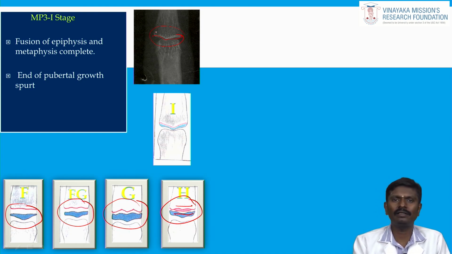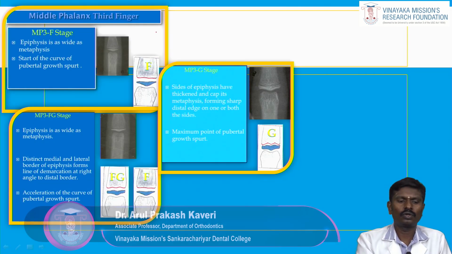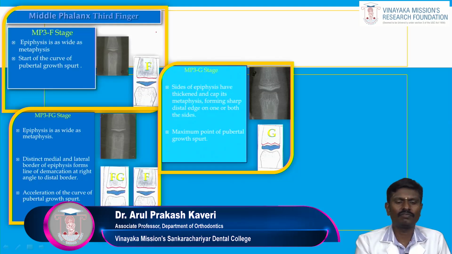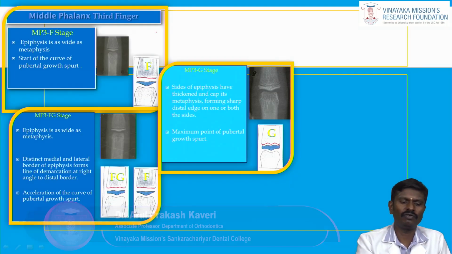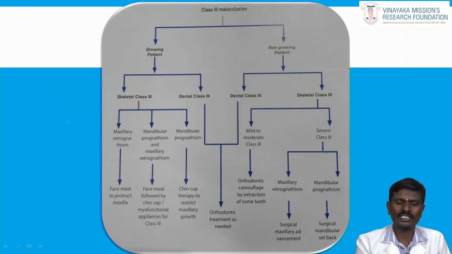So this is the main thing you should know during the correction of class 2 and class 3 cases for myofunctional or skeletal changes. This is the summary of this one. If you want to do any myofunctional changes for class 2 or class 3, you can do it in the F, FG or G stage. So this is the class 3 malocclusion classification.